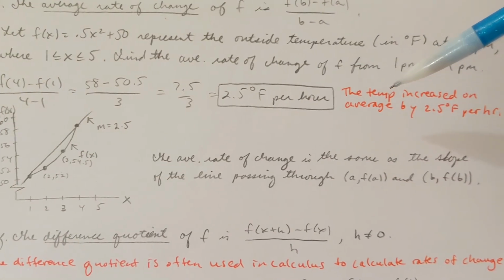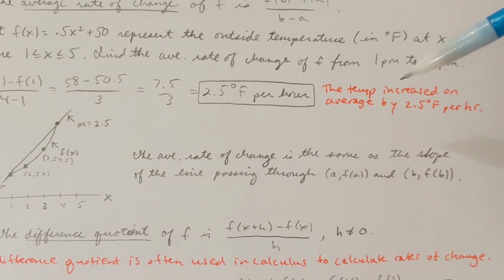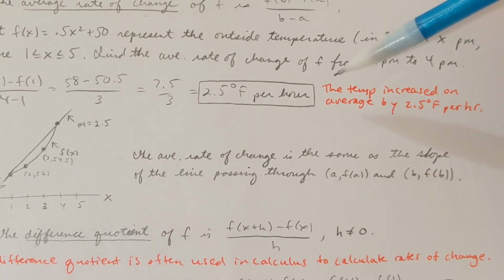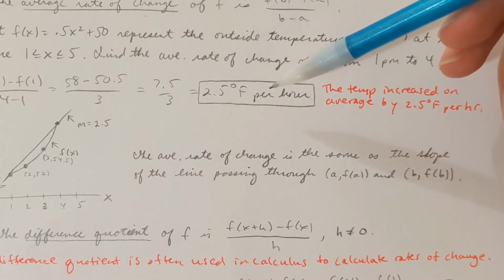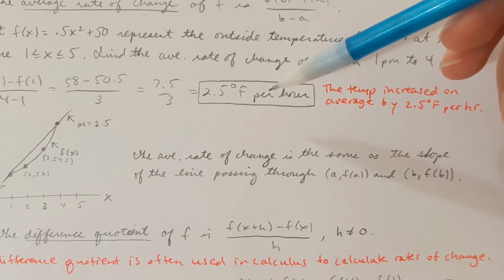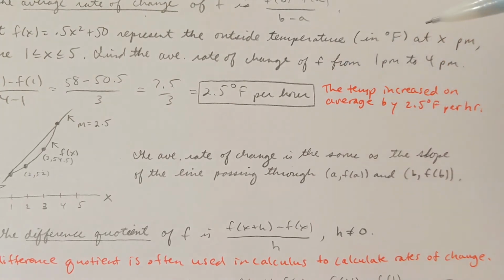Okay, now one of the things that I care about is whether or not this is a positive or a negative number. This is a positive number. So the average rate of change from 1 p.m. to 4 p.m. is 2.5 degrees Fahrenheit per hour. Or the temperature increased on average by 2.5 degrees Fahrenheit per hour.